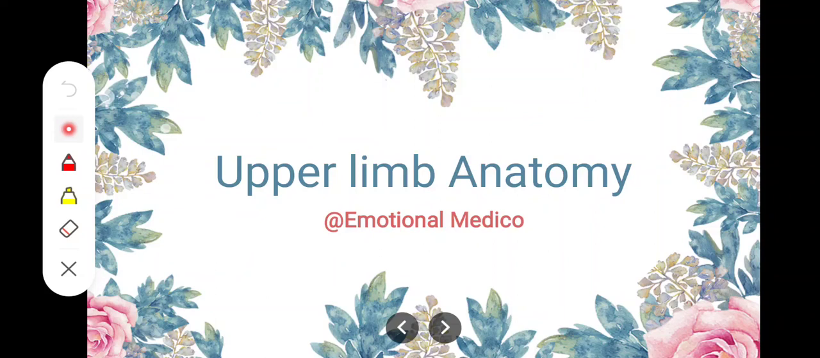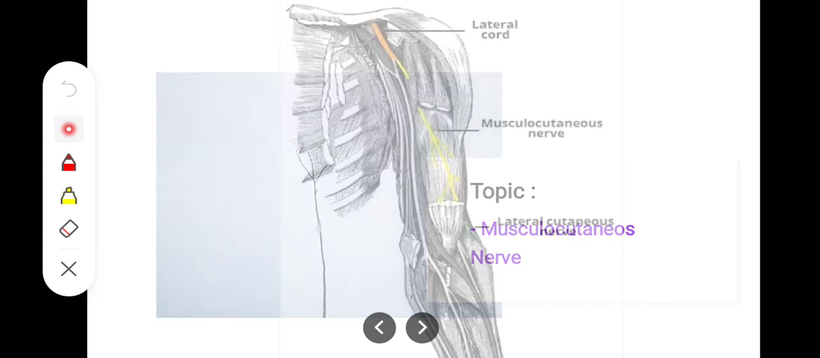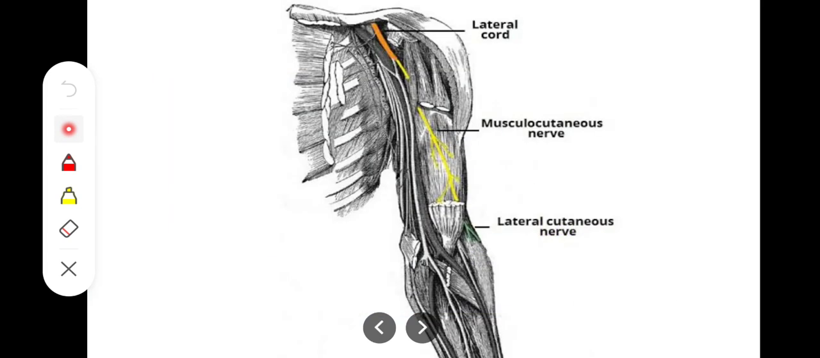Okay, so in this video we'll take a look at the musculocutaneous nerve, which is the main nerve of the muscles of the front of arm, that is the biceps, brachialis and coracobrachialis, right? So let's take a look at its origin, course, relations and its terminations. So it arises as a branch from the lateral cord of brachial plexus.